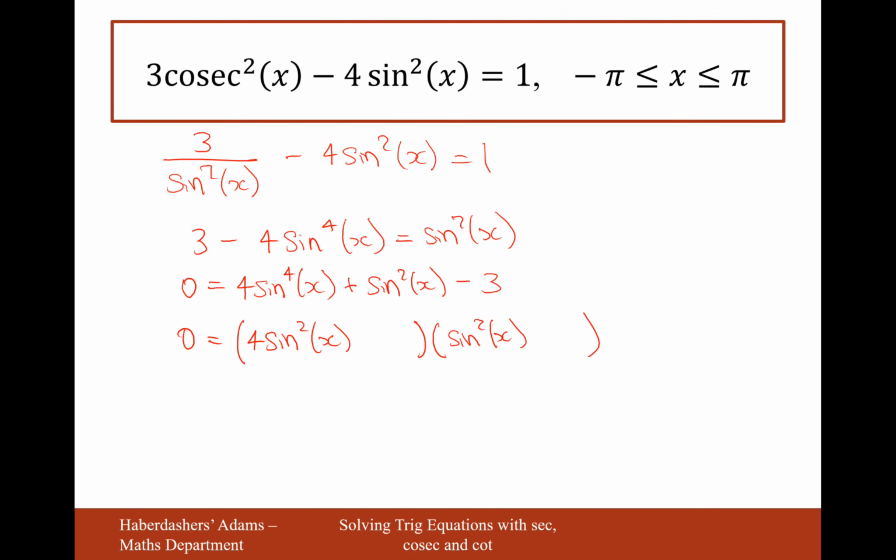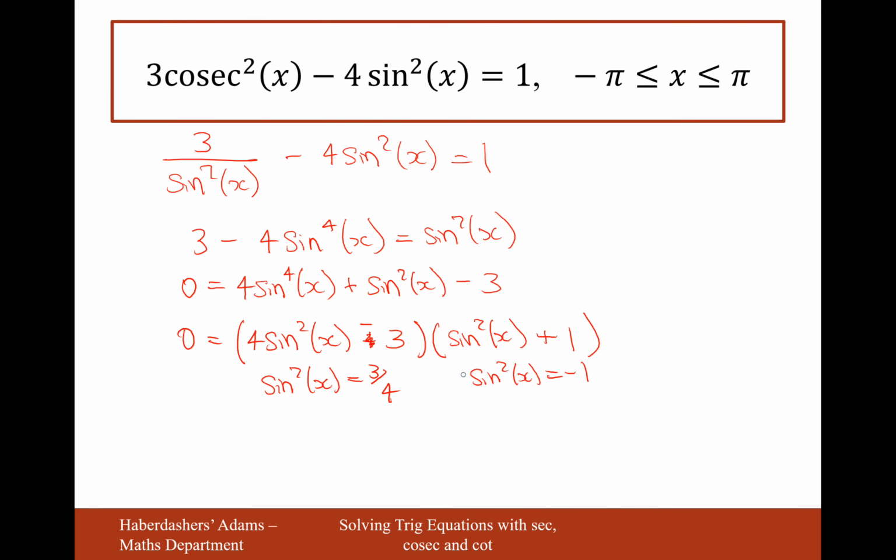Now what could we possibly do here? I reckon if we put the minus 3 here and the plus 1 here, that will give us 4 sine squared, but then take away 3 sine squared, that will give us plus 1 sine squared. Lovely, good stuff. So either we have sine squared x equals 3/4, or sine squared x equals minus 1.